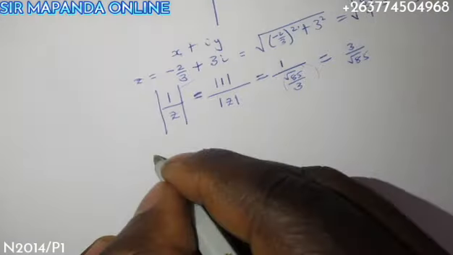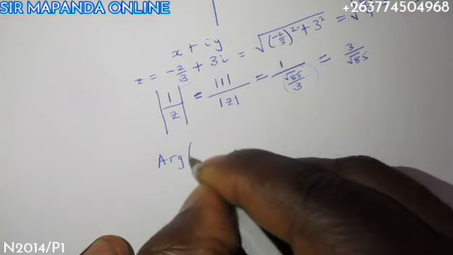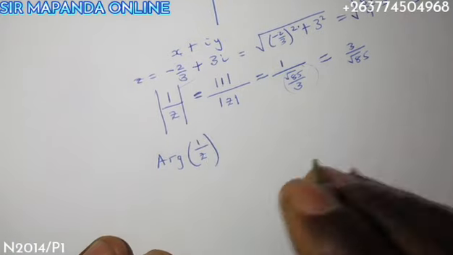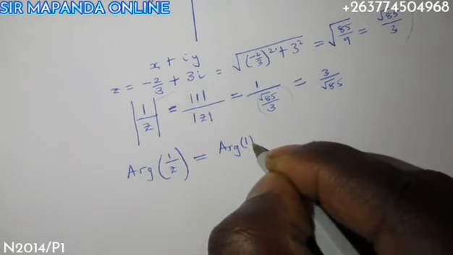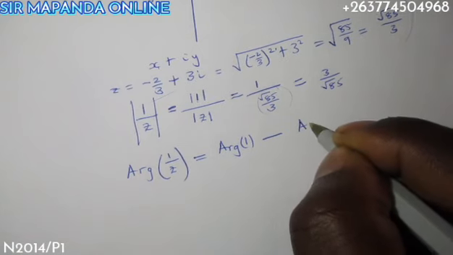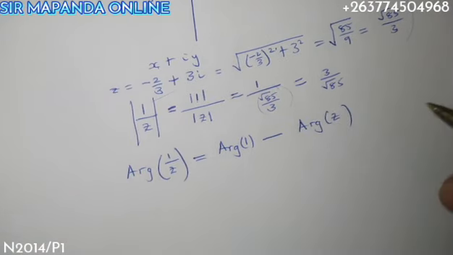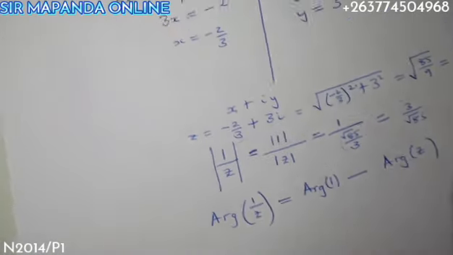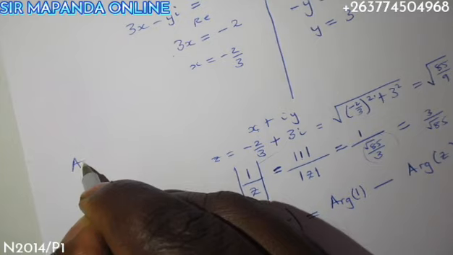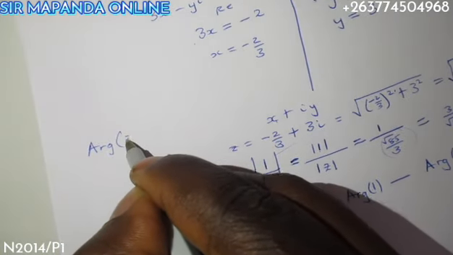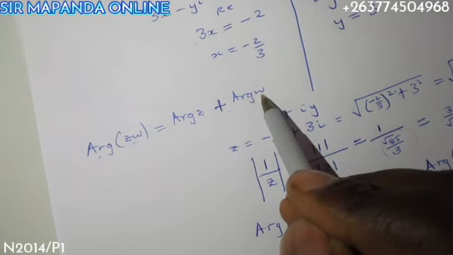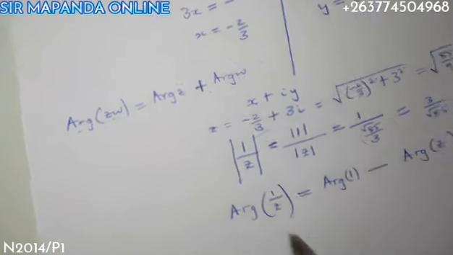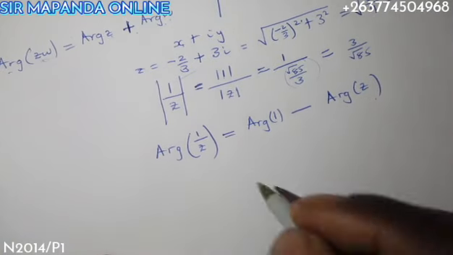Right, then we now want to find the argument of 1 over z. So the argument of 1 over z is simply the argument of 1 minus the argument of z. More of the laws of logs: if you divide, you subtract. The same applies if you want to find the argument of zw, it is the argument of z plus the argument of w. So when multiplying, you add, but when dividing, you subtract.